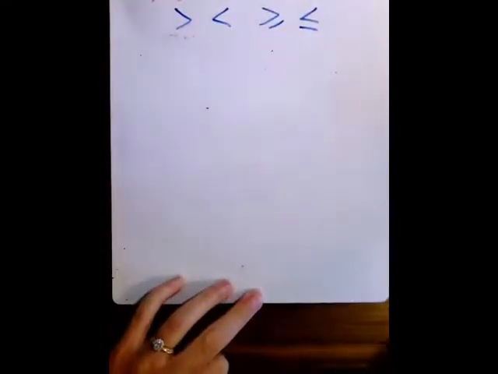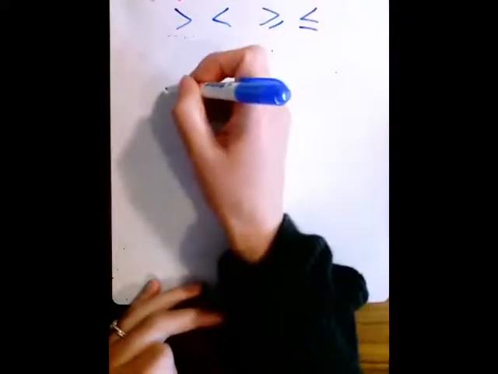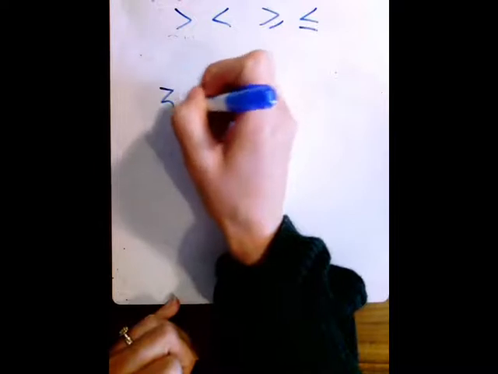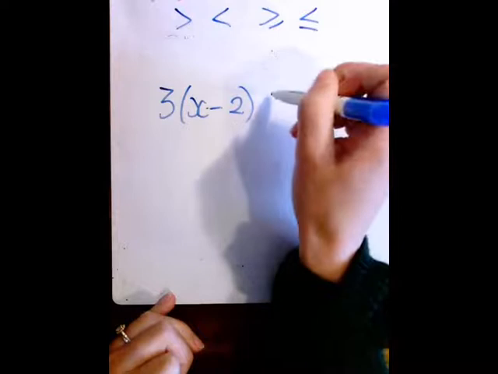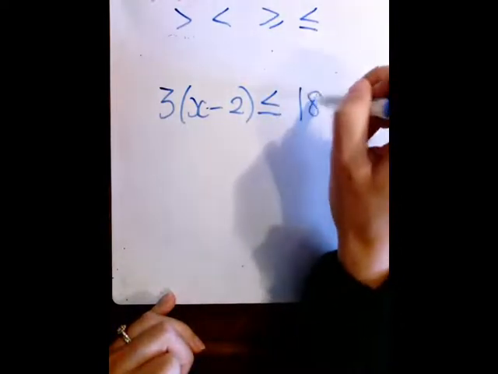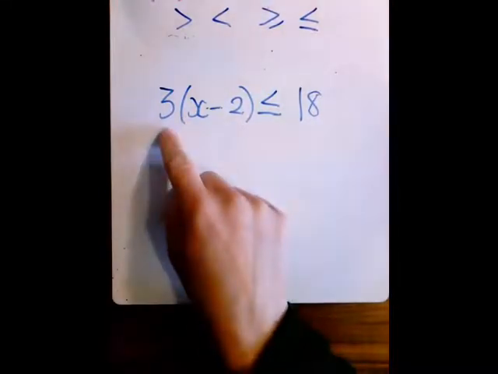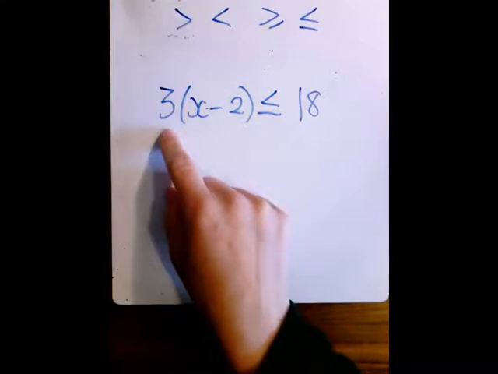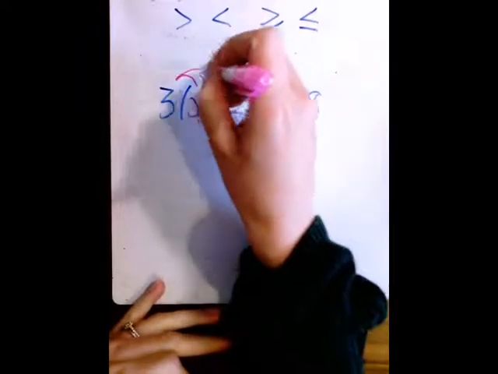There are some though which also have brackets, so we'll do one which has brackets in it. So let's try 3 bracket x take away 2 is, let's do less than or equal to 18. Now, there's different ways you can do this one. You can either expand the brackets first, or you could divide first by what's outside of the bracket. So I'm going to expand the brackets first, just so that we get a bit of practice of that.